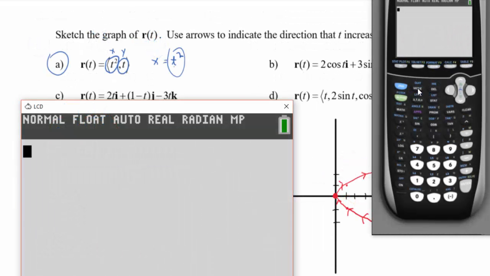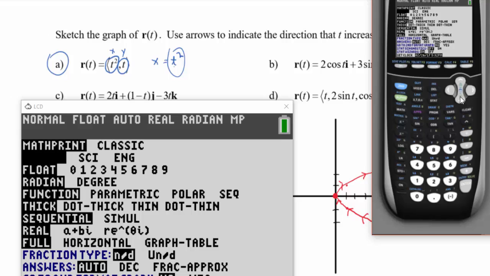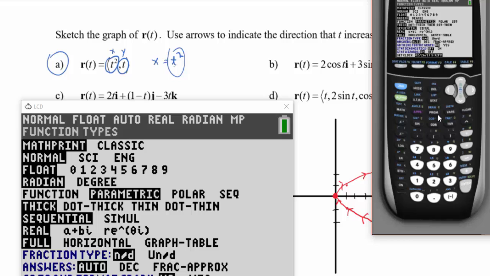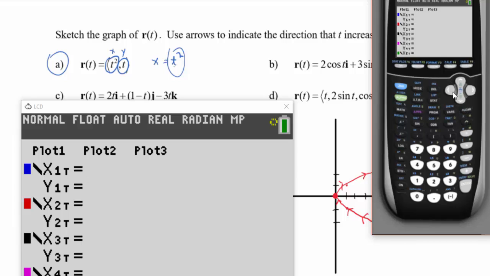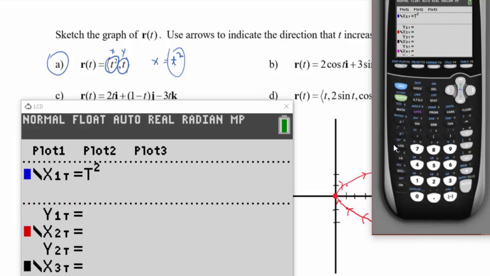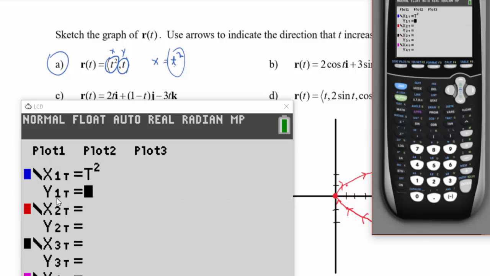If you go to mode on your calculator and go down to the fourth or fifth option, instead of being in function mode, change to parametric mode. Arrow over, hit enter. This is a really nice way to graph non-functions on your calculator. So we can just type in x1 equals t squared, and y1 is equal to t. We're essentially plugging in the parametric equations.